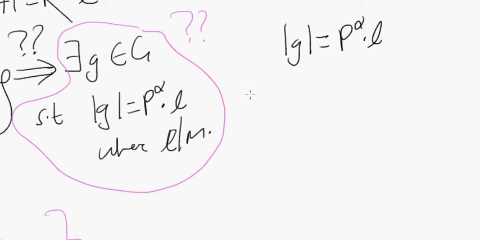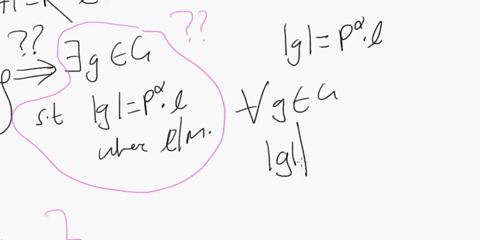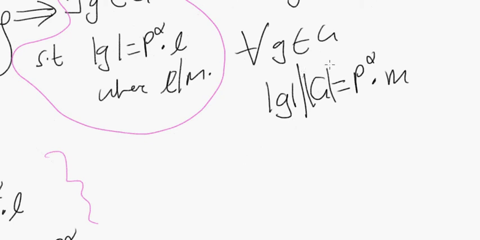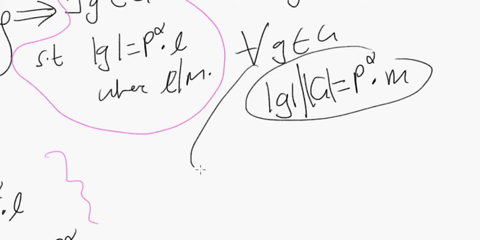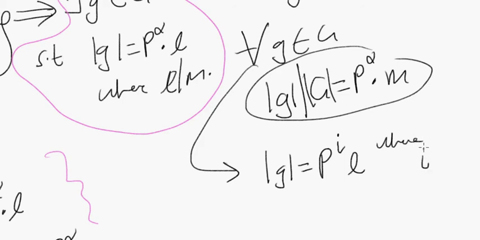Well, what do we know? Can we say the following, that for all little g in G, at least we know that since Lagrange's theorem seems to be telling us that the order of every element must divide the order of the group G, which in this case turns out to be p to the alpha times m, can we say that for all little g in G, the order of g is always of the form p to the i times some L, where i is at most alpha, at least 0, and L is a divisor of m, right?